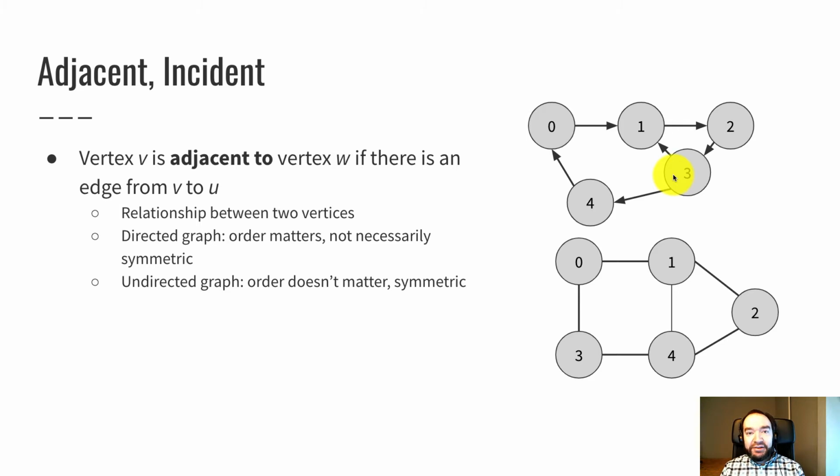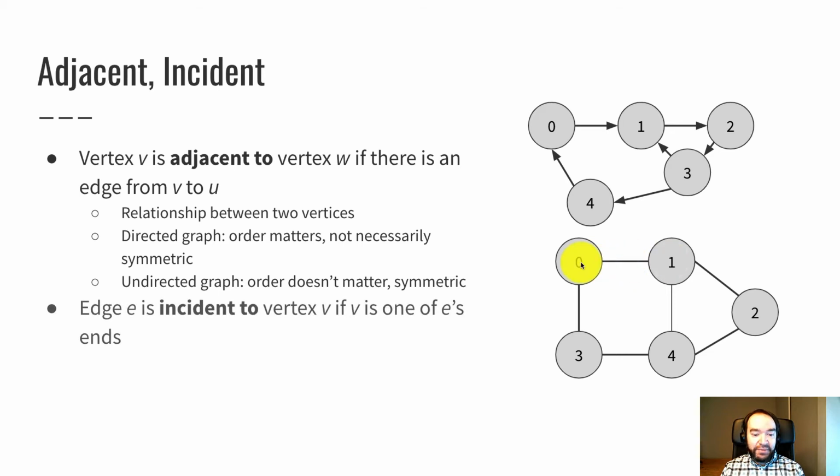So this is not necessarily a symmetric relationship. Just because 3 is adjacent to 4 doesn't mean that 4 is adjacent to 3. But in an undirected graph, the order doesn't matter because of undirected edges. So it is a symmetric relationship. If 0 is adjacent to 1, then 1 is certainly adjacent to 0.